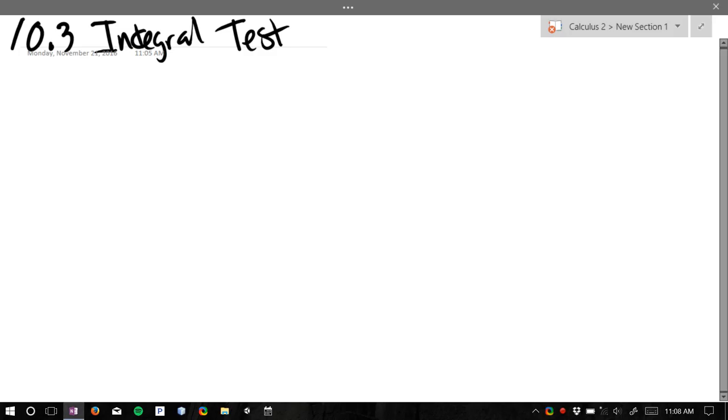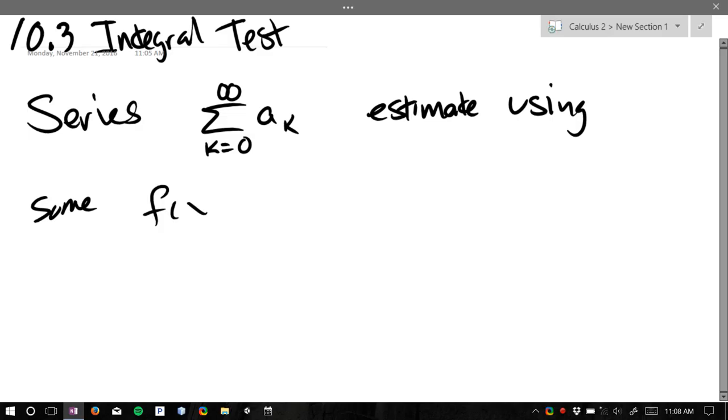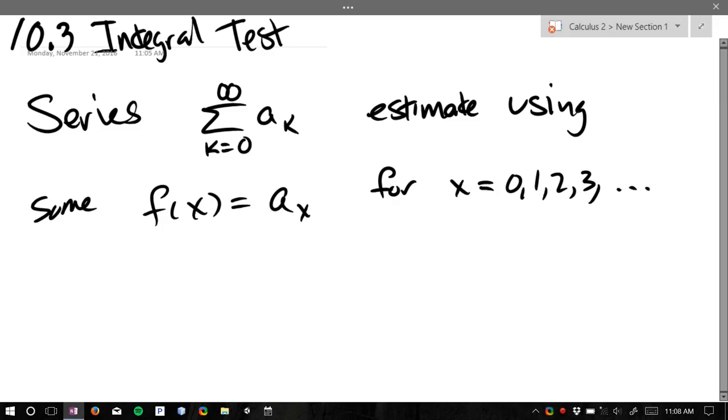So your series is, let's say, the summation of a_k, k equals 0 or 1 (it doesn't really matter) to infinity. We're going to estimate it using some function f(x), which will equal a_x for every x value. In this case, we're starting at 0, so for x equals 0, 1, 2, 3, etc. So we're basically going to choose the function that is each individual term.